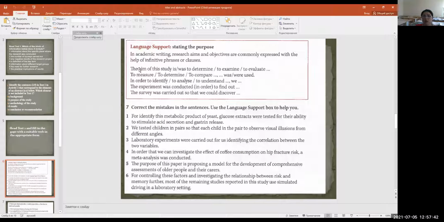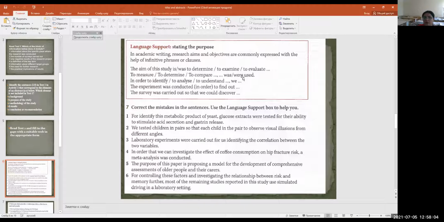So now about stating the purpose. In academic writing, research aims and objectives are commonly expressed with the help of infinitive phrases or clauses. And we usually express our aims and objectives in the abstract of the article.